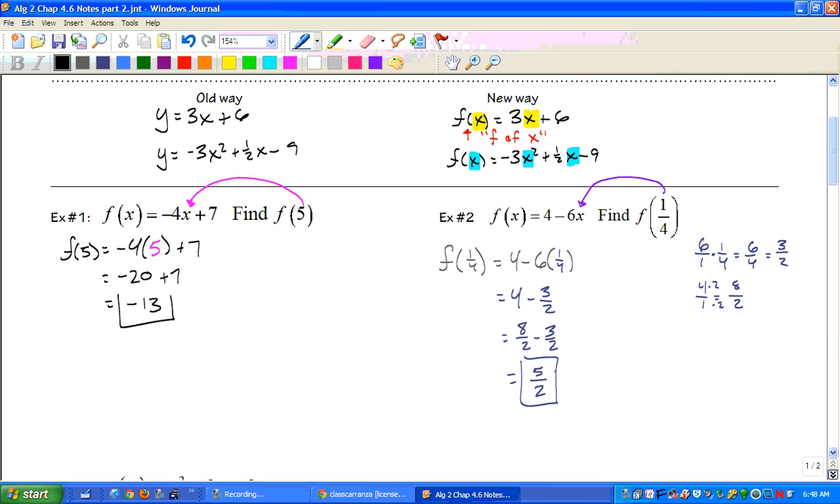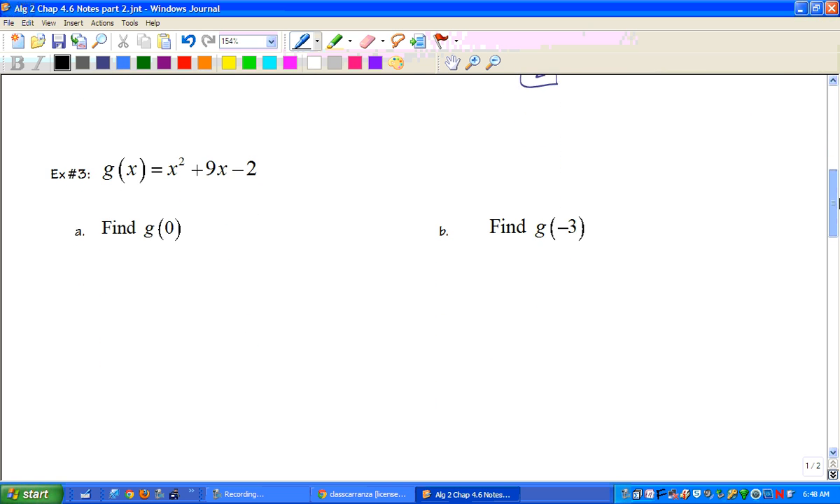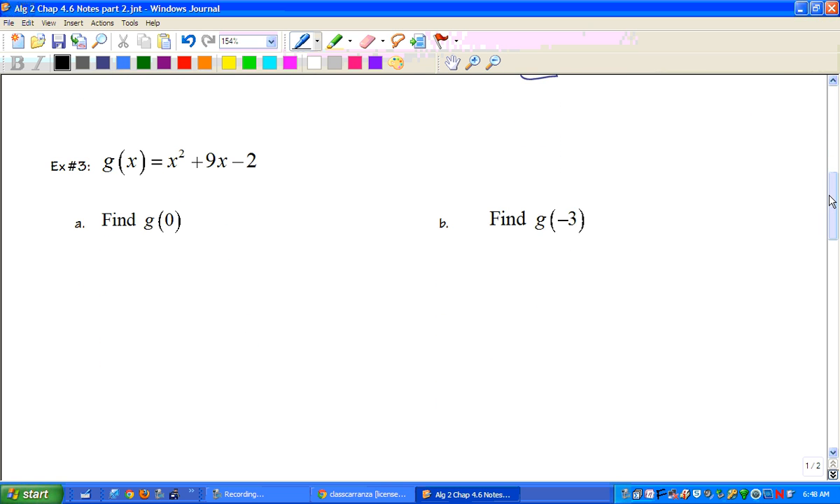So there are answers for the first ones. What do you think? Difficult? Hard? Hopefully not too bad. And it doesn't matter what the variable is. So now for A and B, we're looking at just this one equation right here, but we've got two different numbers that we're going to plug in. Our first one is g of 0. Every time you see an x, you're going to plug in 0.